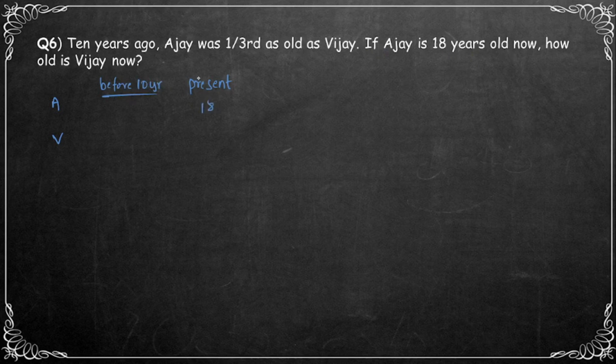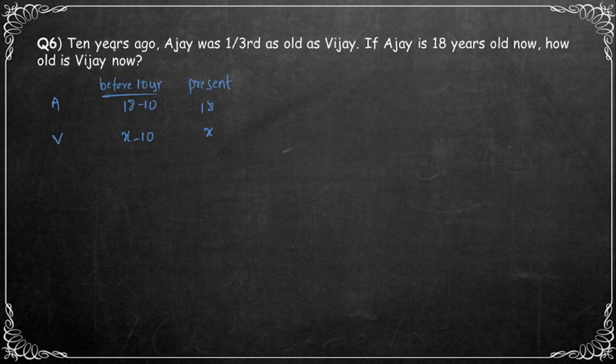So now they say that Ajay is 18 years old now. That means at present his age is 18. How old is Vijay now? We need to find that, which is x. 10 years ago, that means we need to, age is less, right? Ajay or Vijay age is less. So that means we need to subtract 10. So x minus 10. So similarly 18 minus 10.